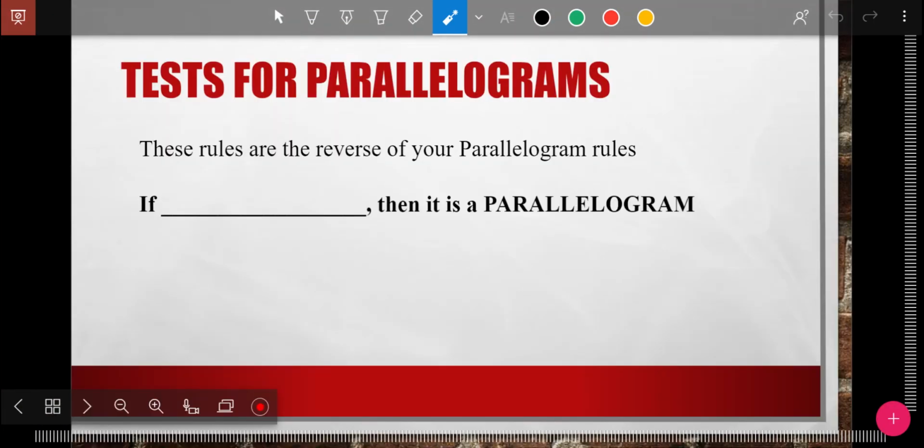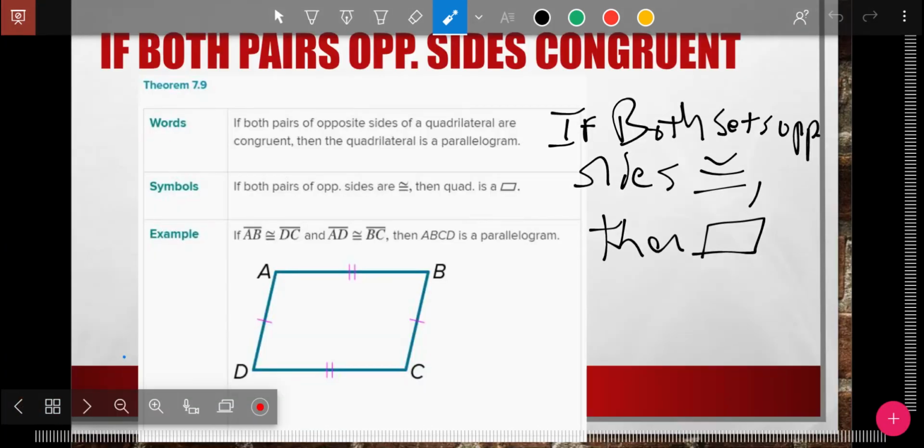The first slide here isn't really something you should write down, but it is really important just because you need to understand. So all the rules we had before were starting with if it's a parallelogram. And so this was the place we started, and now it's the place we end. They're like the reverse. Before was if it's a parallelogram, then opposite sides are congruent. And so today we're going to go through the reverse of it. So if both pairs of opposite sides are congruent, then it's a parallelogram.